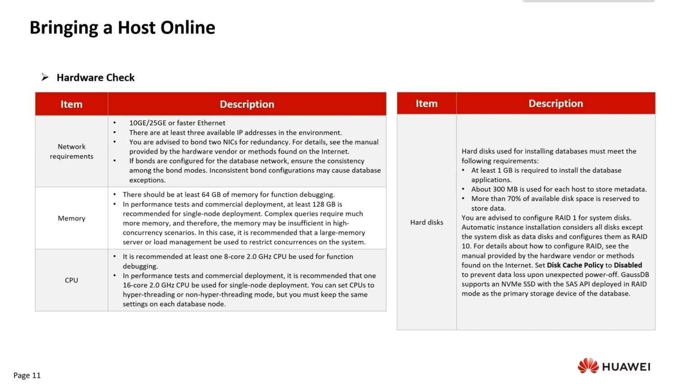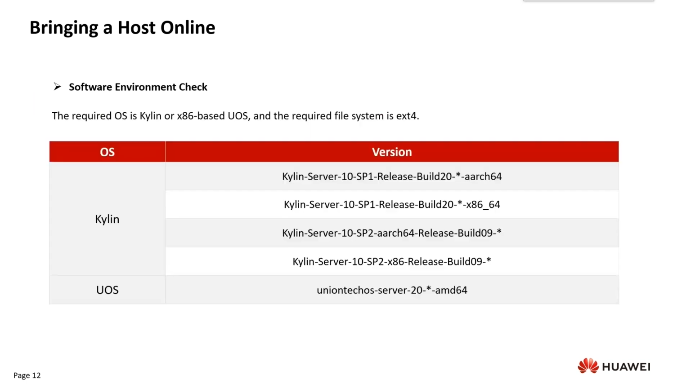Disks include system disks and data disks. Configure RAID 1 for system disks and RAID 10 for data disks. The disks must be big enough. In terms of software, the operating system is checked. Currently, x86 or ARM-based Kylin version 10SP1 and version 10SP2, as well as x86-based UOS version 20 are supported. In the future, ARM-based UOS will be supported, and many more other operating systems. The file system must be ext4.